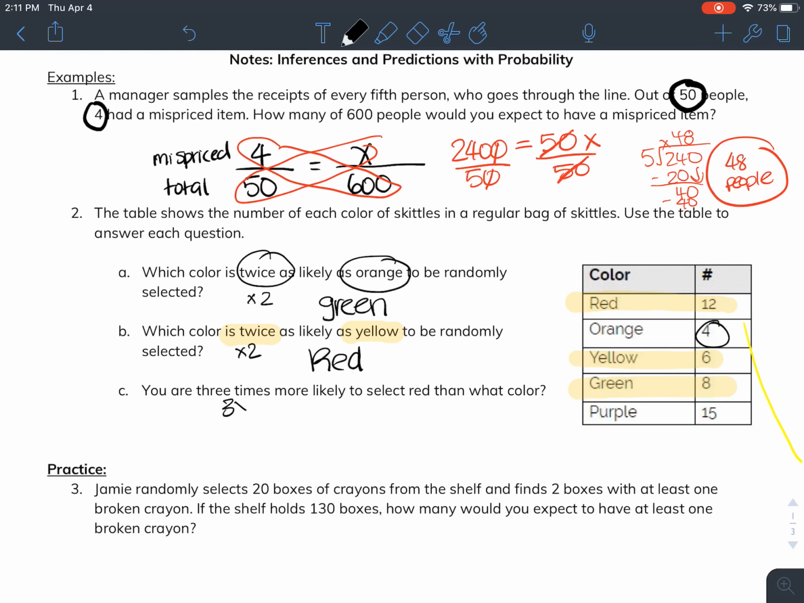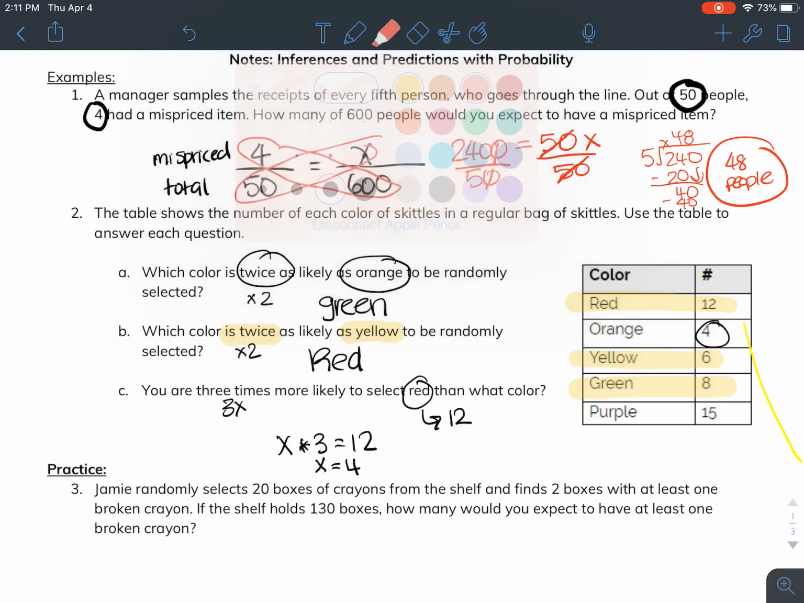C, you are 3 times more likely to select red than what color? So now we need to work backwards. We need to see which number would be 3 times itself to get the red. And we know that for red, there are 12 that were chosen. So we need to think, what times 3 would give you 12? And we know that's 4. So we need to figure out what gives you 4. And looking at the table, we know that orange is the one that gives you 4. So it's orange.